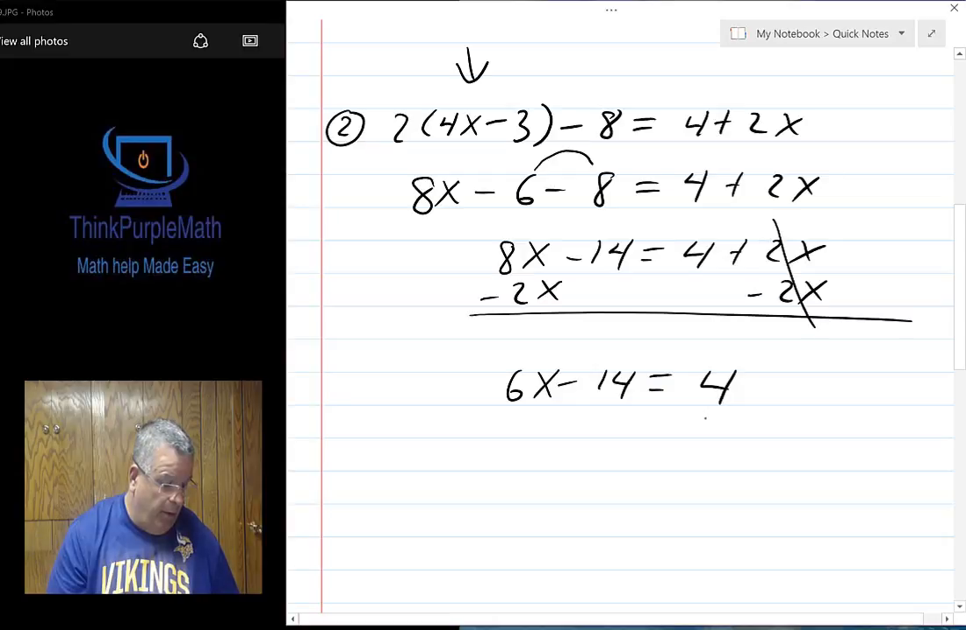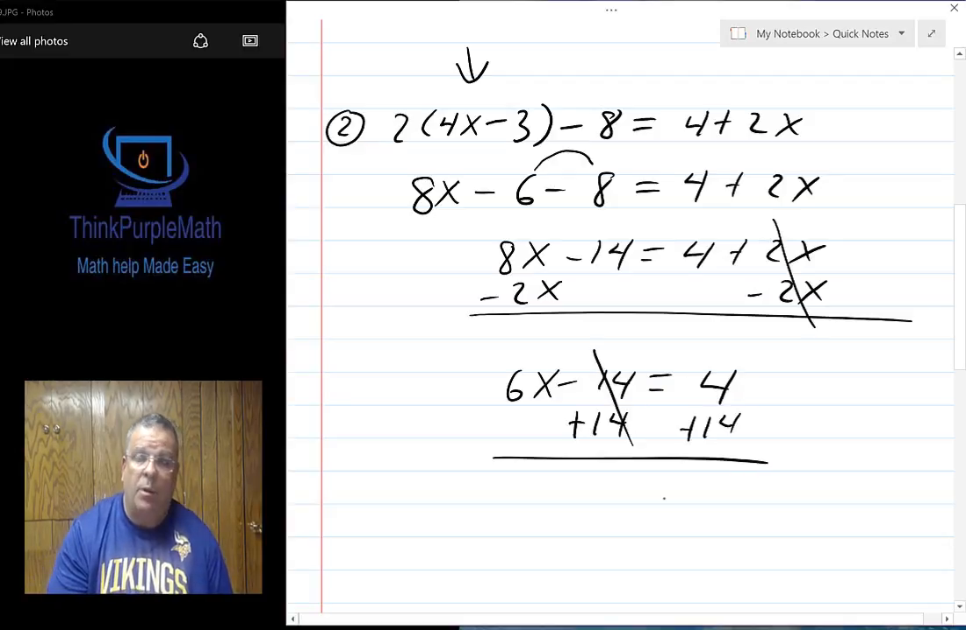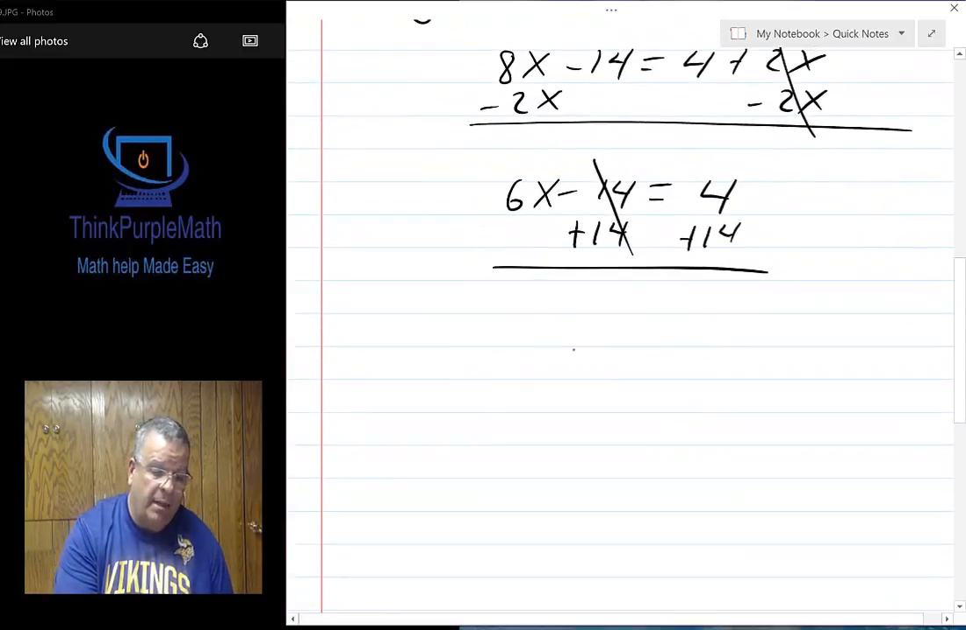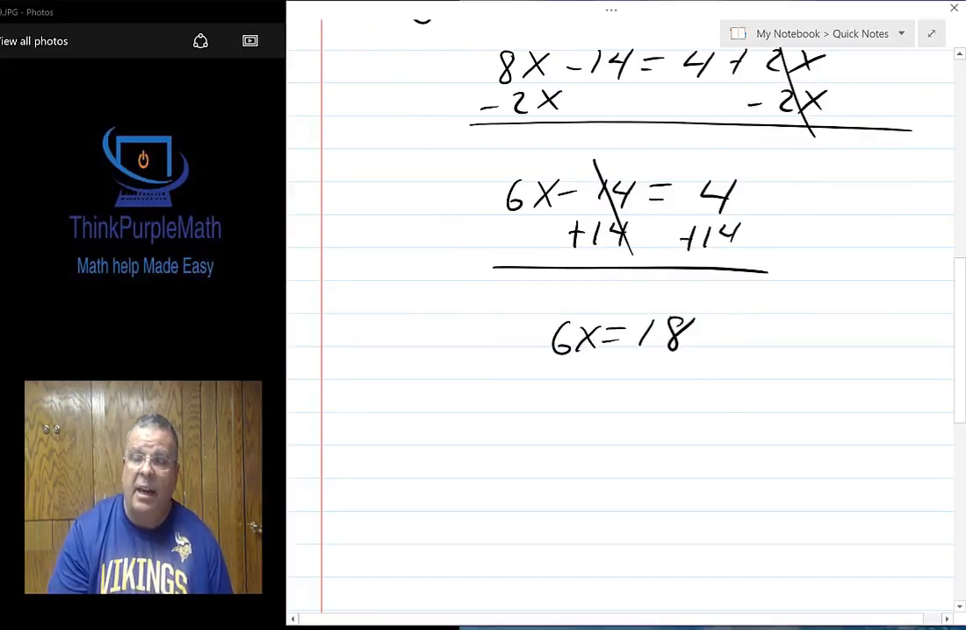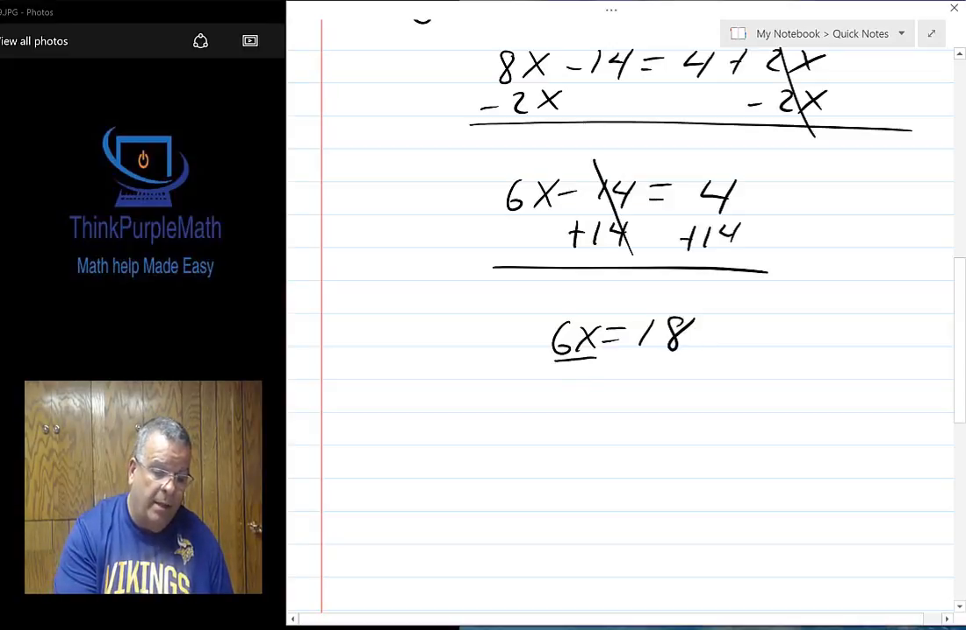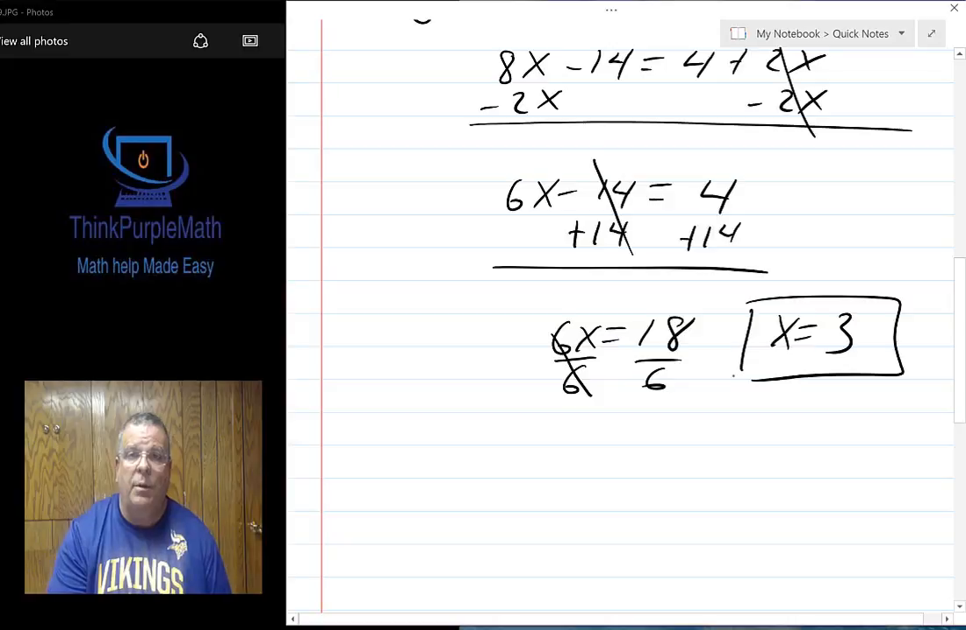We are now at a two-step equation, and they must follow a certain pattern in terms of solving. We're going to add 14 to both sides. 6x is 18, and obviously at this juncture you may do mental math or show the step. Divide by 6. x is equal to positive 3.